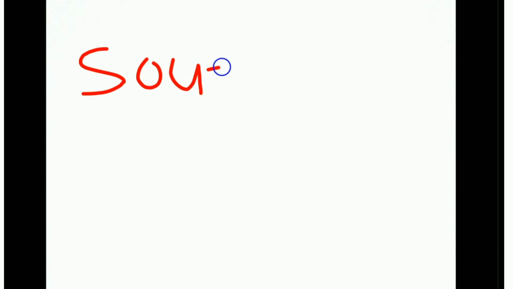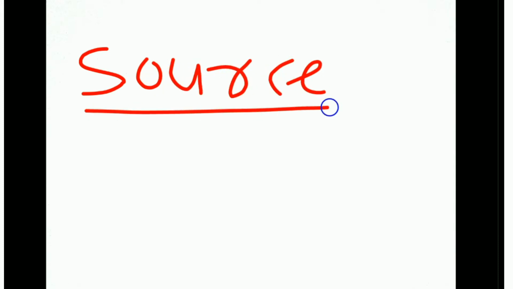So first definition is source. What is source? Source is a point from which liquid is emitted radially and symmetrically in all directions in the xy plane.